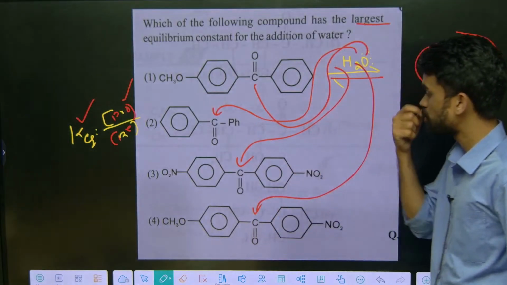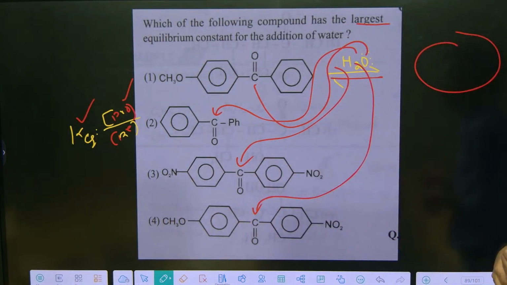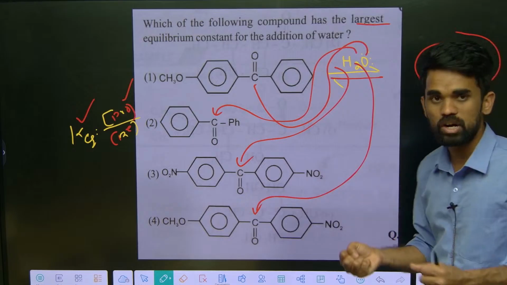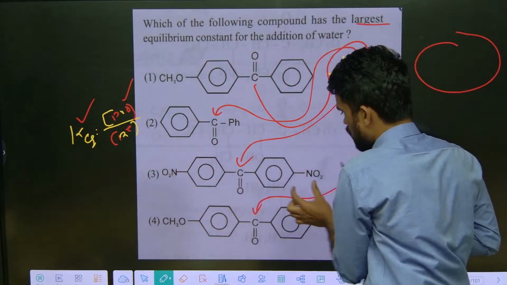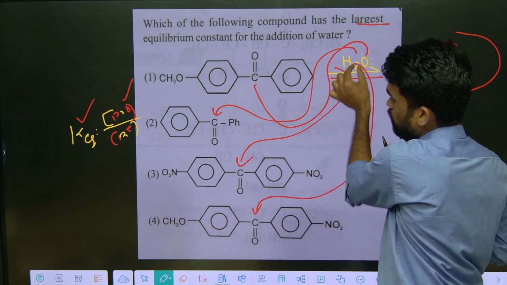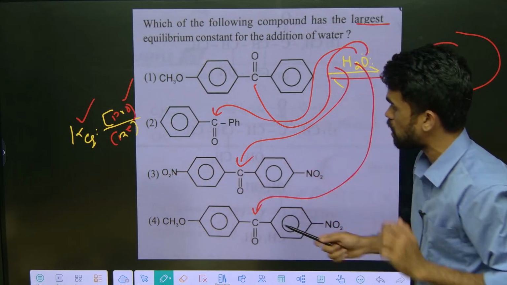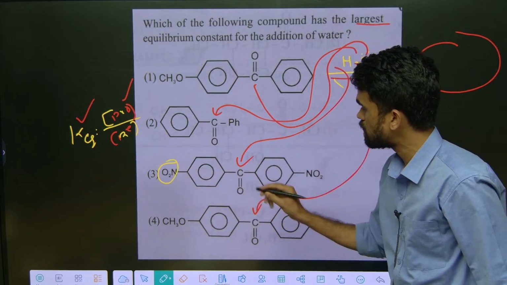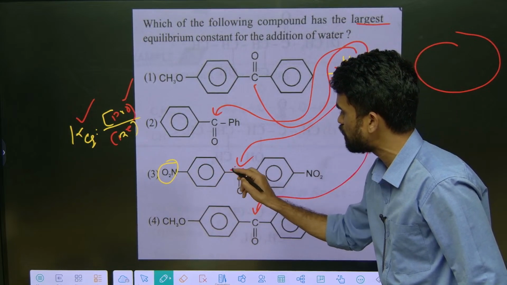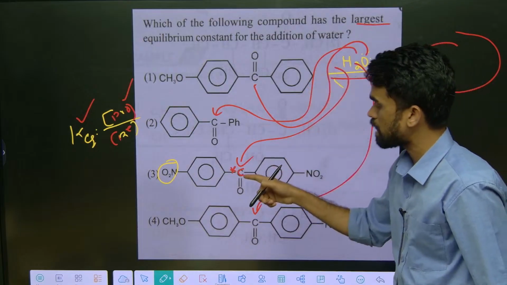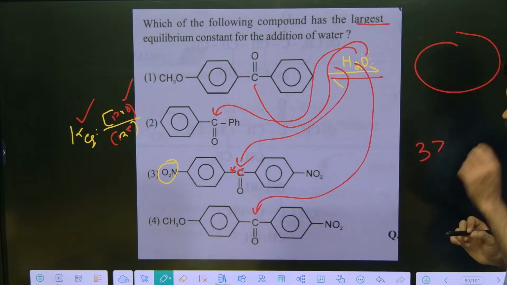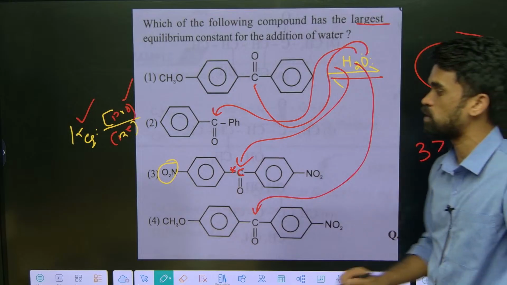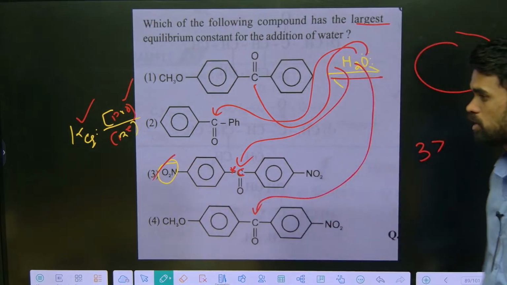So now tell me which has the greater equilibrium constant? The one which is more electron deficient. See, this is electron deficient, so it is easy for water to attack at this carbonyl group because of these electron withdrawing groups that make this carbon more electron deficient, and water attack is easier here. So 3 will be the most electron deficient and it will have the largest equilibrium constant. Like this you need to answer, okay?